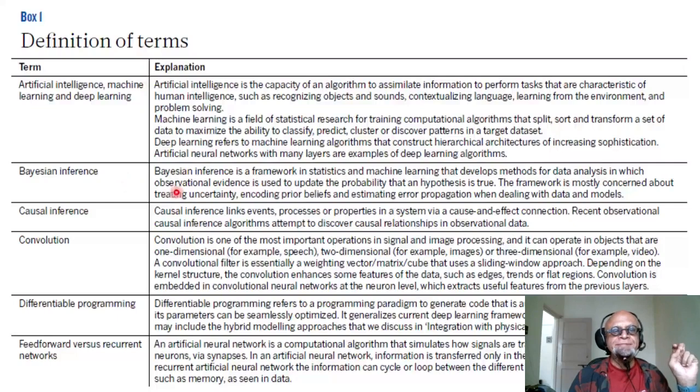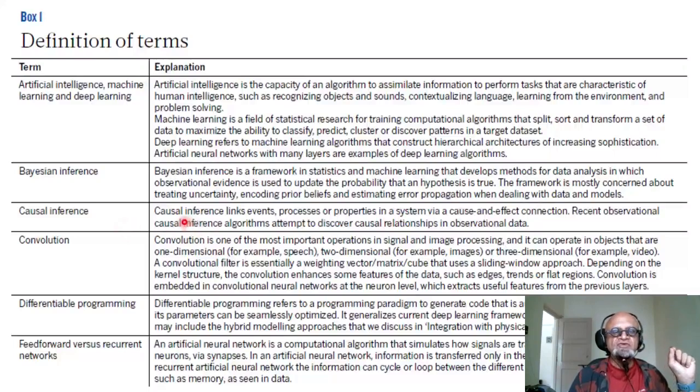Well, maybe let's read one. Bayesian inference is a framework in statistics and machine learning that develops methods for data analysis in which observational evidence is used to update the probability that a hypothesis is true. So it's a statistical hypothesis testing approach. The framework is mostly concerned about treating uncertainty, encoding prior beliefs, and estimating error propagation when dealing with data and models. Does that make sense? Well, if it doesn't, don't worry about it. If you're already an expert, you know that that's a very brief discussion.